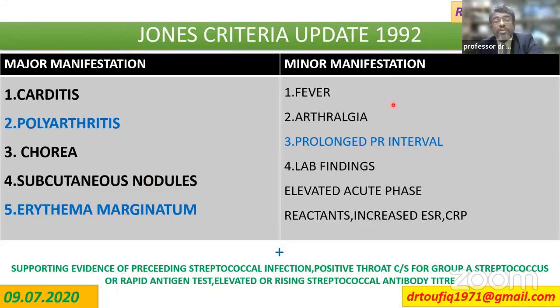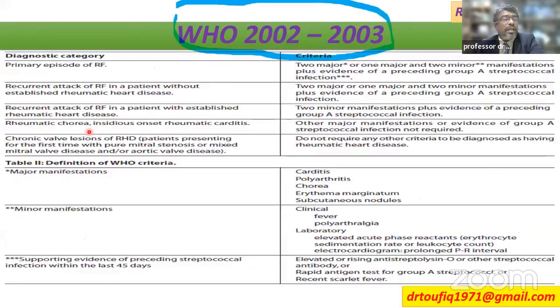And there may be some minor manifestations, or minor criteria, like fever, arthralgia, and prolonged PR interval in the ECG. There may be lab findings like elevated acute phase reactants, the increased ESR or CRP. And there should be supporting evidence of preceding streptococcal infection: positive throat culture for group A hemolytic streptococcus or rapid antigen test, or elevated or rising streptococcal antibody titer. So these are the actual features. If we get these features, we can diagnose a patient with rheumatic fever.